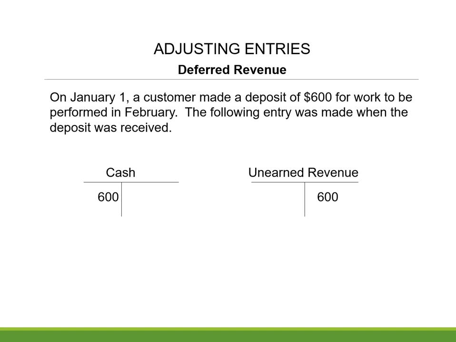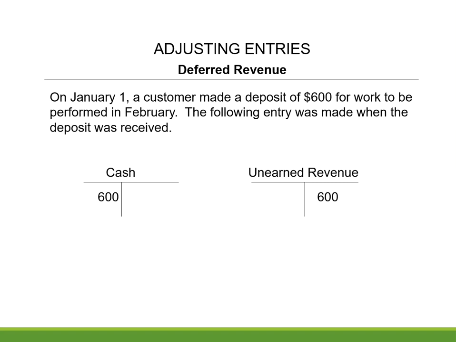So deferred revenue is when a customer pays us in advance. So this customer made a deposit of $600 for work to be performed in February on January 1st. And the following entry was made when the deposit was received.